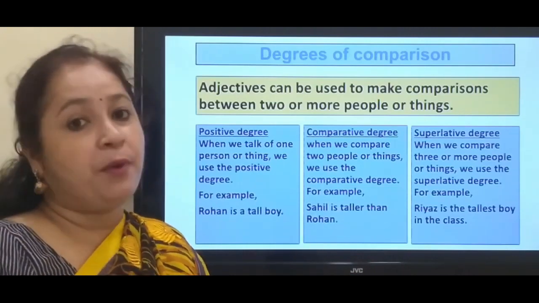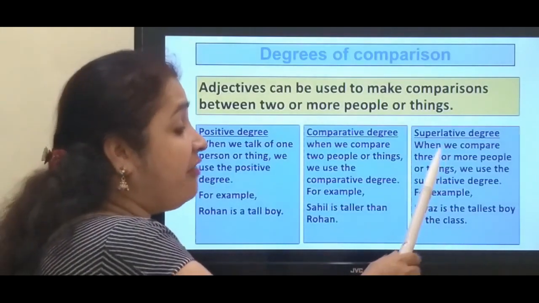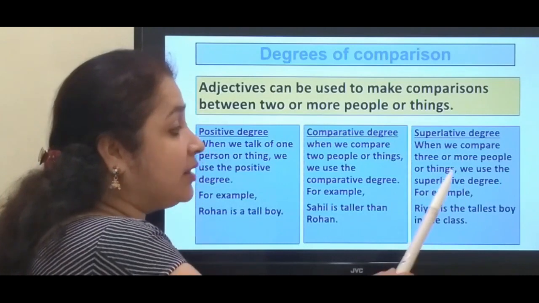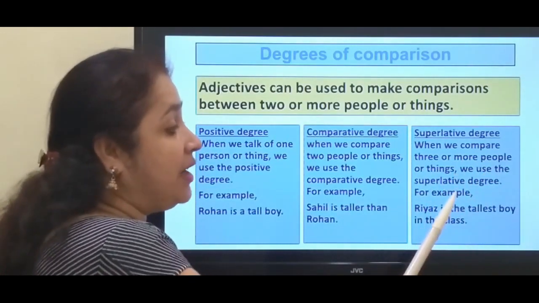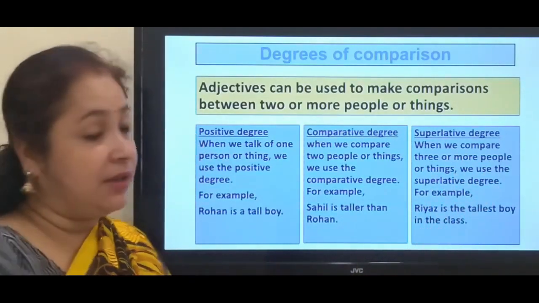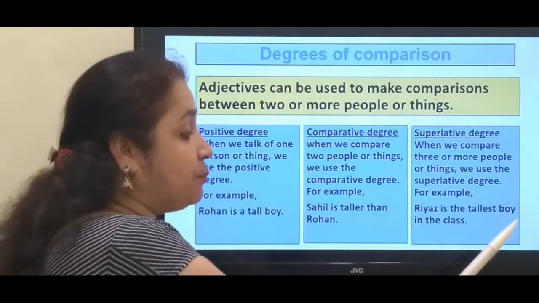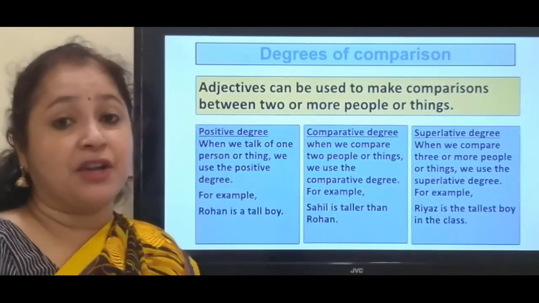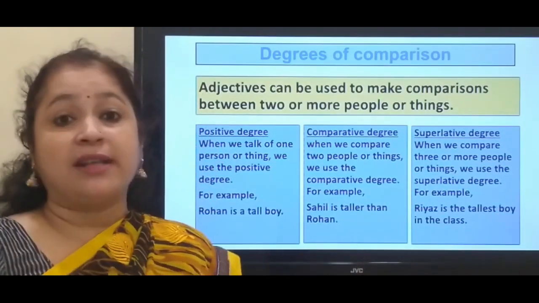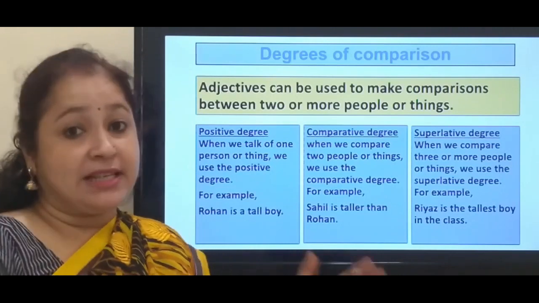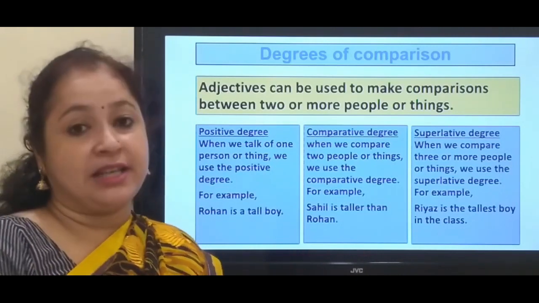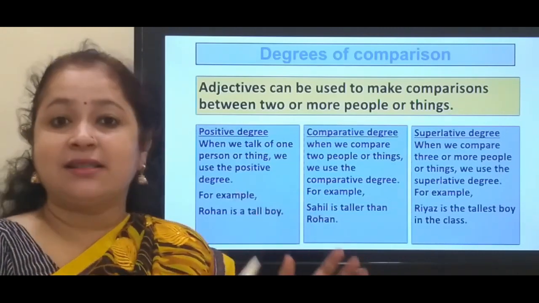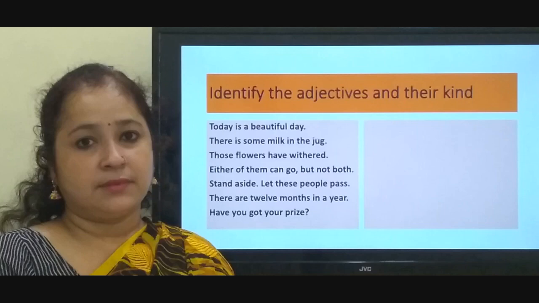Let's talk about superlative degree. When we compare 3 or more people or things, we use the superlative degree. For example, Riyaz is the tallest boy in the class. Here, the word tallest shows the comparison of Riyaz among all the boys in the class. So, it is an example of superlative degree. I hope, students, now you are able to understand these 3 degrees of adjective.